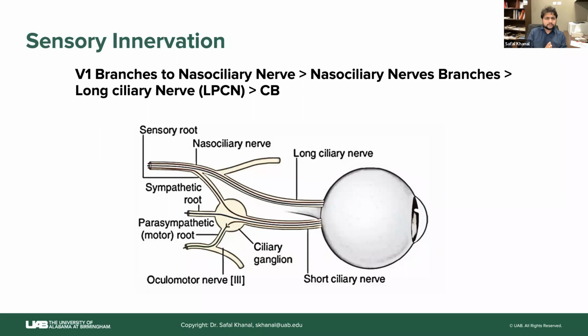The nasociliary branch itself has four branches, and one of them is the long ciliary nerve, which supplies the ciliary body. The branches of the nasociliary nerve you can remember by the acronym LIES, L-I-E-S: long ciliary, infratrochlear, ethmoidal, and short ciliary nerve.